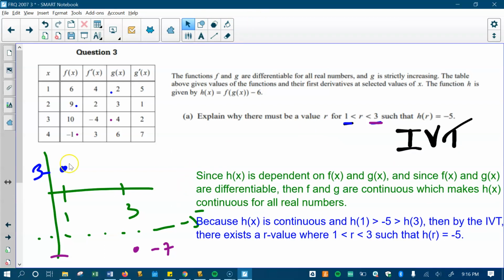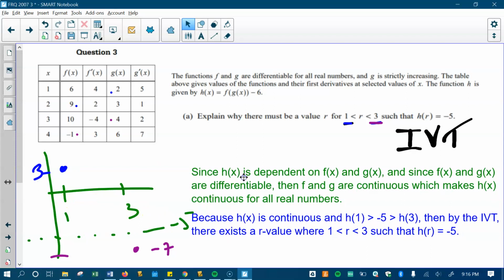And again, these are always kind of tough ones to write out, but this blue part is the big one. Because h of x is continuous and the two y values are around the -5, then by the IVT, there must exist at least one r value in between the x values of 1 and 3, such that that x value, when plugged into h, has to equal -5. And that is A. Yikes. Let's go to B. Hopefully it's a little bit simpler.